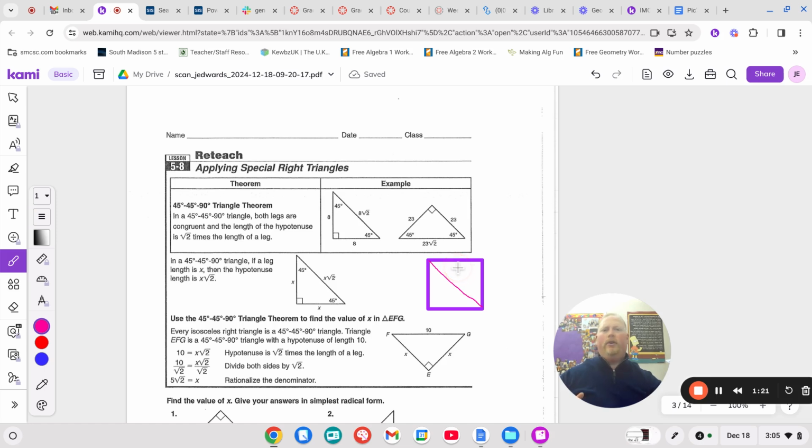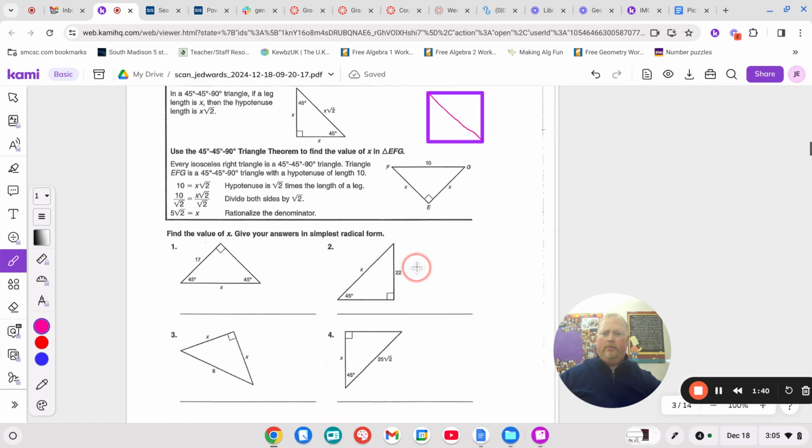If you look at your cheat sheet, there's a note if you have the leg and you're looking for the hypotenuse, and then a different set of notes if you have the hypotenuse and you're looking for the leg. So first thing you have to do is identify what is it that you're given and what is it that you're looking for. Let's go ahead and take a look down here.